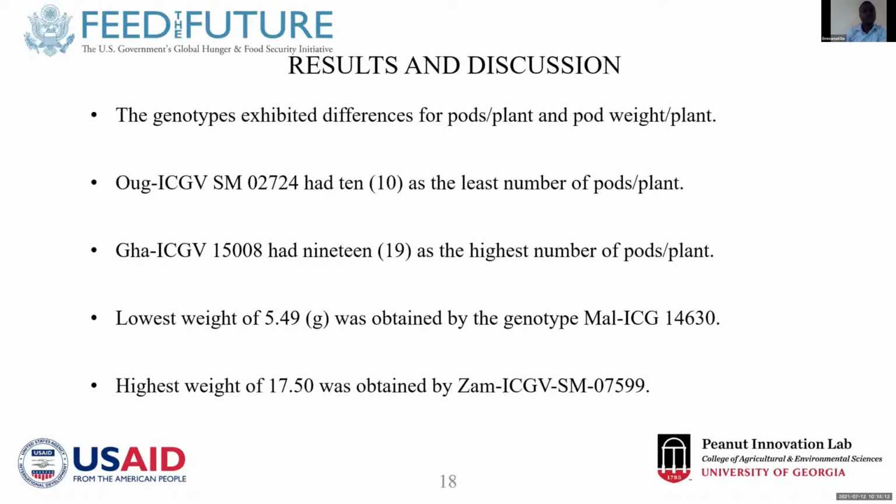The genotypes exhibited differences when it comes to pods per plant and pod weight per plant. Genotype OUG-ICGV-SM02724 had 10 as the least number of pods, while the genotype GHA-ICGV-15008 had 19 as the highest number of pods.